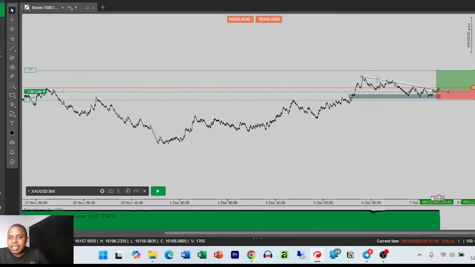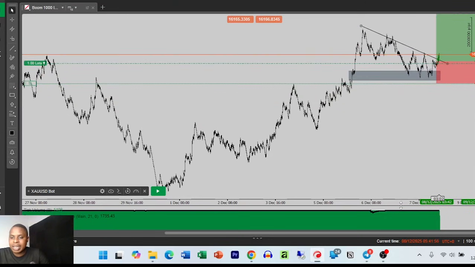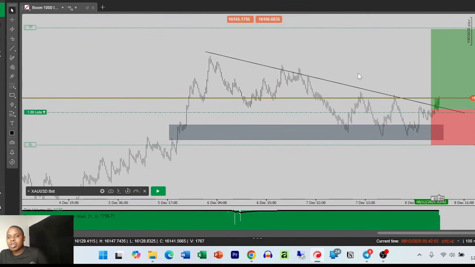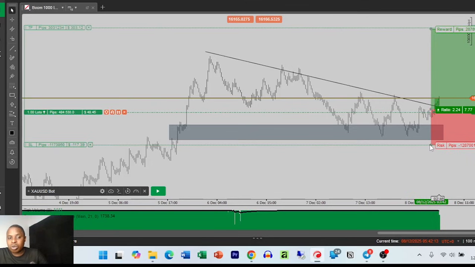So if you look, we have a trend line here. We have the market breaking above the trend line, and then we have a strong zone on the lower side right there, right? So this is why we are buying this market, right? So after this, we are expecting the price to push all the way up, right? So I might not get out all the way up here, but this is the risk that I'm taking, and this is where the market is likely to go according to my own analysis, right? So this is Boom 1000.